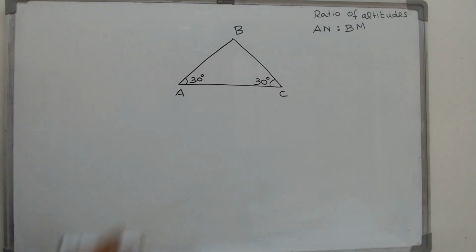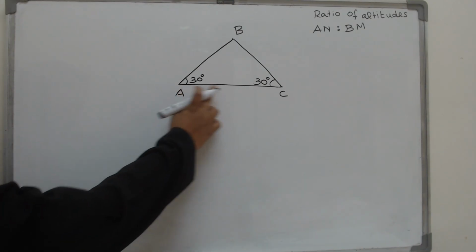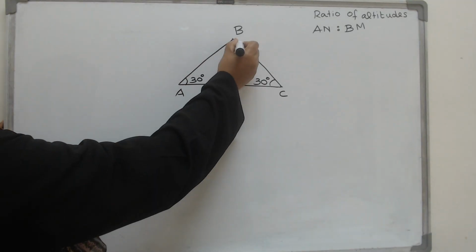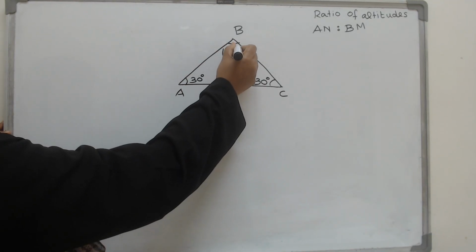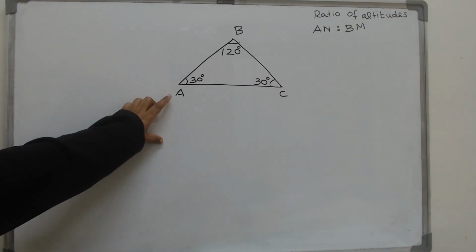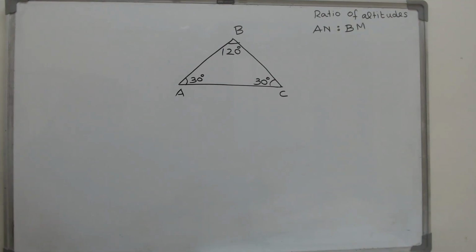We have a triangle ABC whose two angles are 30 degrees, which means the third angle will be 120 degrees. What does that mean? What we have here is an obtuse angled triangle. What do we know about the altitudes of such a triangle?